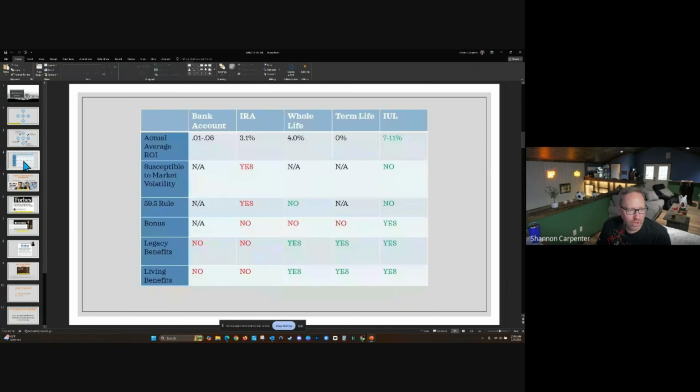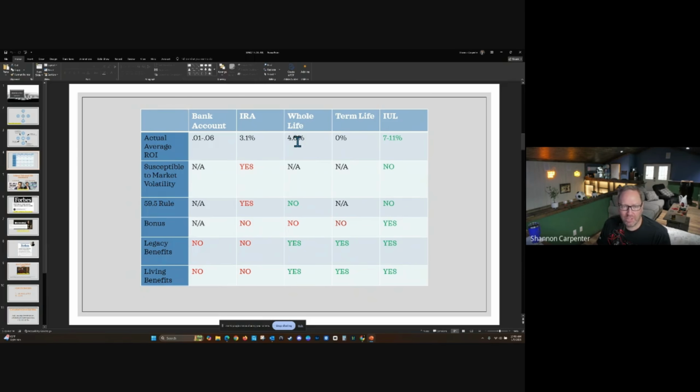So I made a little chart just to compare a few of these things: bank account, IRA, whole life, term, IUL. If you look at the average return on investment, bank accounts give you 0.01 to 0.06. If it's an actual bank, it's going to be 0.01 to 0.03. If it's a federal credit union, it's probably 0.03 to 0.06. IRAs, as we just said, 3.1.